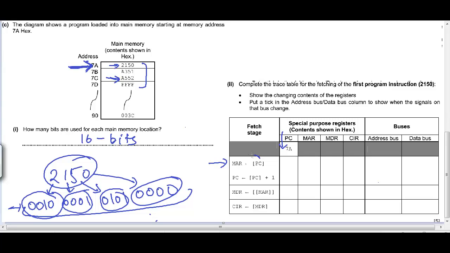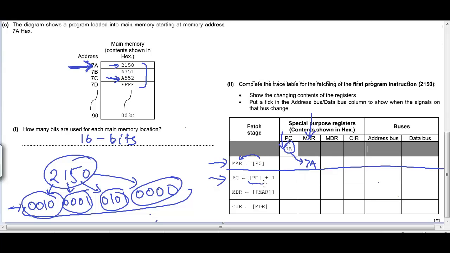The contents of program counter are copied into MAR. What are the contents of program counter right now? They are 7A. So this value 7A is going to be copied into the MAR. Remember, this is the column for MAR. So this value is copied into the MAR.